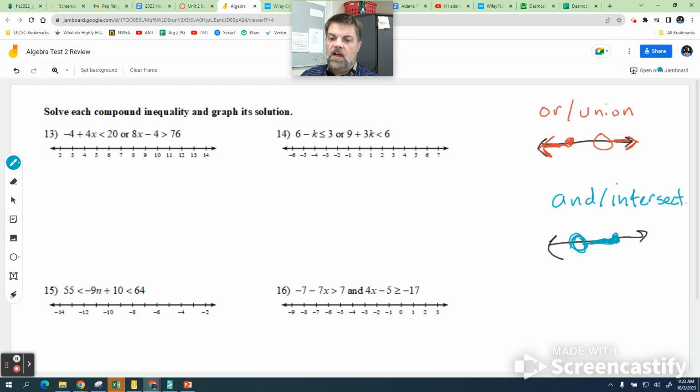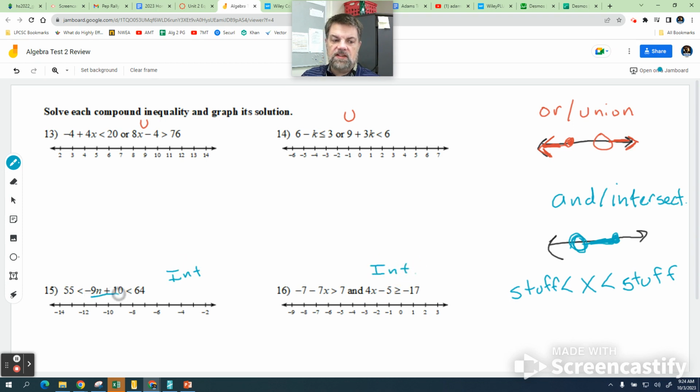Okay? Another version of this is if you have x and stuff over here and stuff over here. Those are all versions of intersection. So let's talk about that. This is a union. This is a union. This is an intersection. And this is an intersection. So we kind of have an idea what the graph will look like.